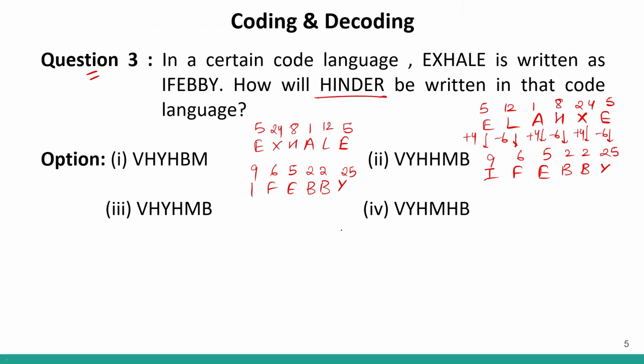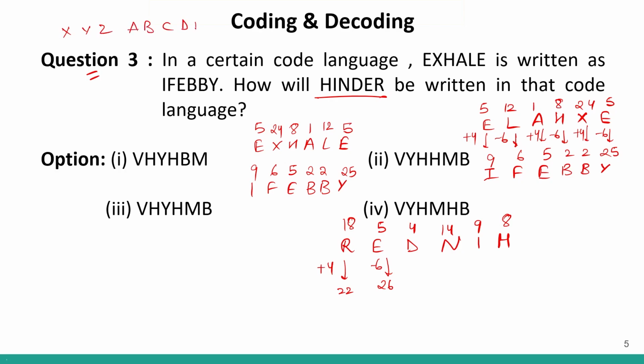So we'll do the same pattern for Hinder. First thing, we will reverse the order. So R, E, D, N, I, H. R is coded as 18. E is 5. This is 4. This is 14. This is 9. And H is 8. So now I will go plus 4. So I'll get 22. If I go minus 6 from E, I will get 26. So X, Y, Z, A, B, C, D, E. So 6 positions back, 1, 2, 3, 4, 5, 6, will give me 25, which is Y.